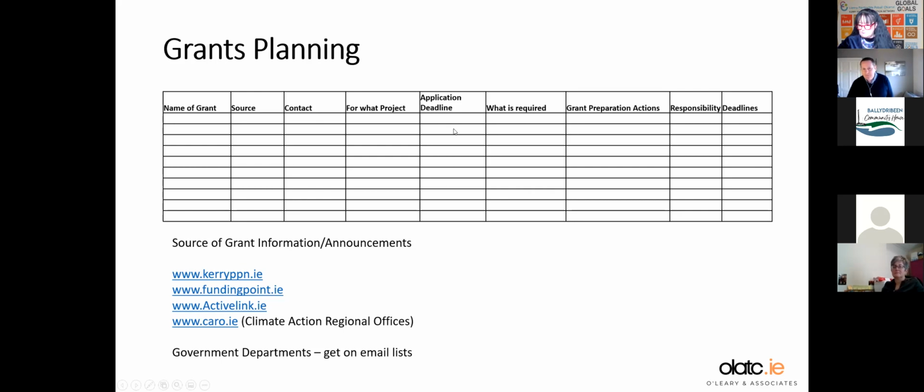Okay, that's really important. So what the deadline date is, what is required. So in other words, we write in what information is required to be submitted with the application. So we have a list of all the things that we need. Okay. Then the grant preparation actions. In other words, what do we need to do to get this grant ready for application? And then we assign people who are responsible for it, and we give them deadlines.